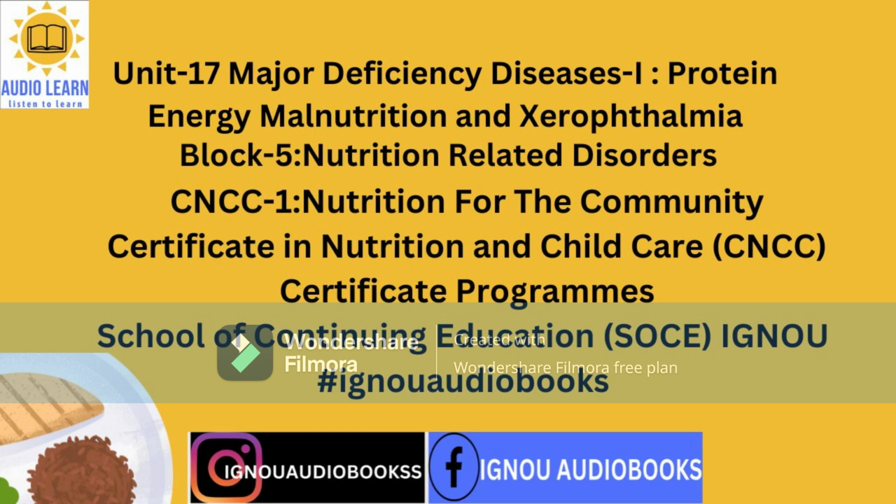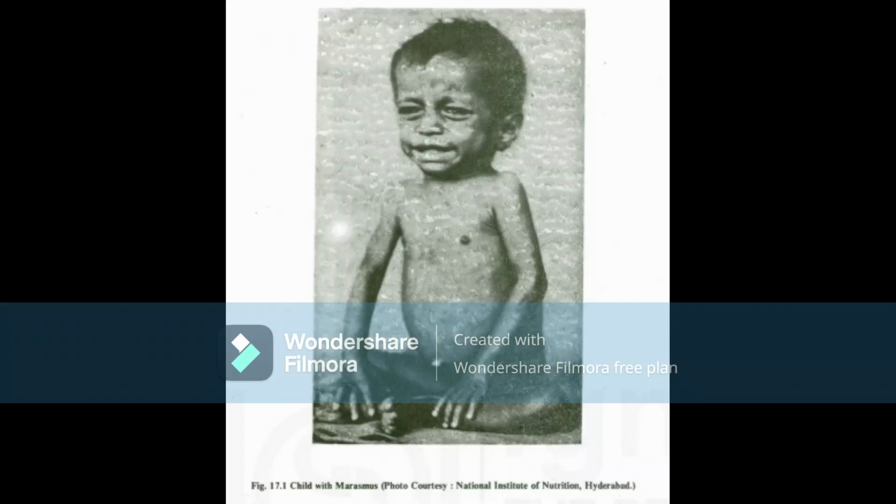In addition to these clinical features, there is usually watery diarrhea, often associated with dehydration, loss of fluids. The child may also have other deficiencies, particularly vitamin A deficiency, details of which are given in section 17.3 of this unit. Look at the screen for table content. Figure 17.1 Child with marasmus. Photo courtesy, National Institute of Nutrition, Hyderabad.